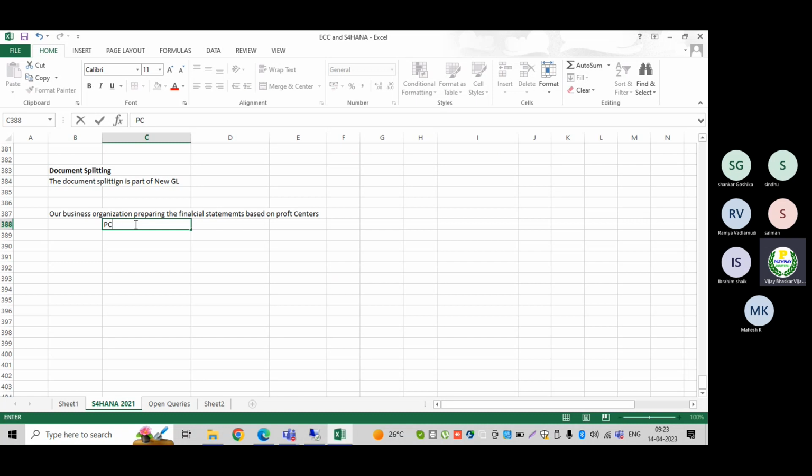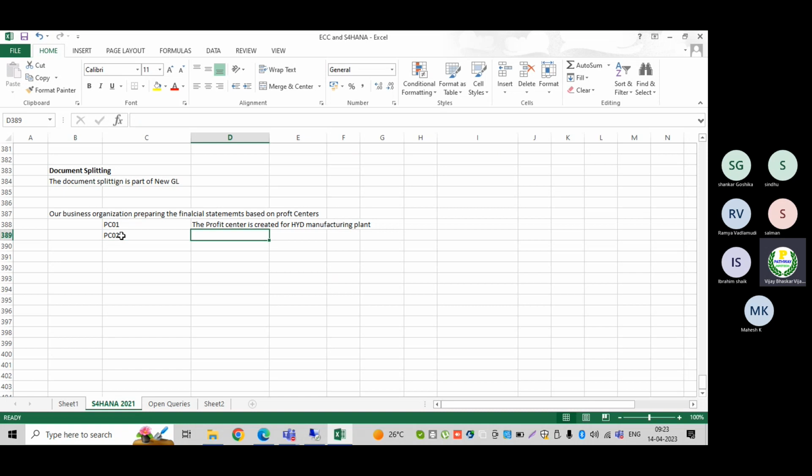Let us assume I have the profit center PC01. For this profit center, I have created one at manufacturing plant level, the Hyderabad manufacturing plant. Remember, PC01.